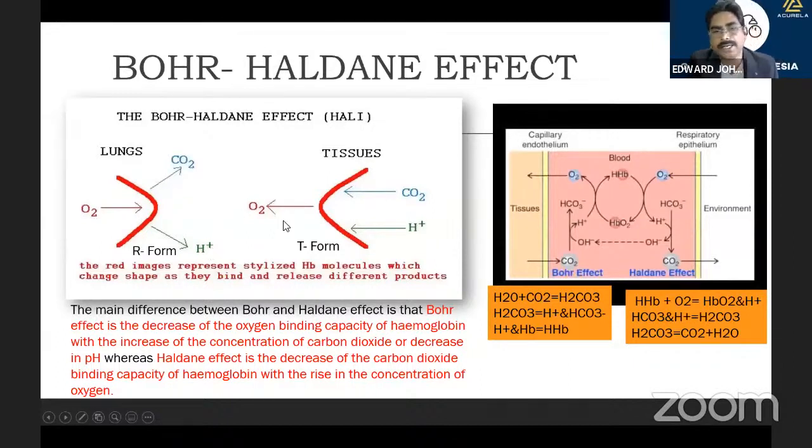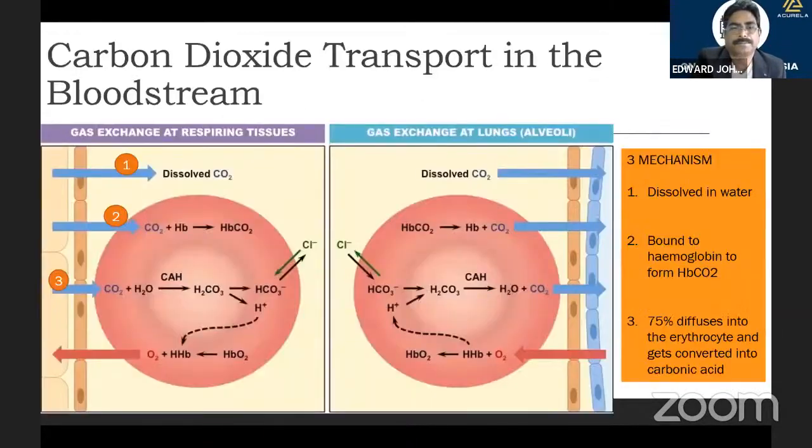The Haldane effect is related to carbon dioxide. Deoxygenated hemoglobin has a high affinity for carbon dioxide, so it carries the carbon dioxide. When it becomes oxygenated at the alveoli, it releases the carbon dioxide. So that is the Haldane effect. So this is the transport of carbon dioxide.